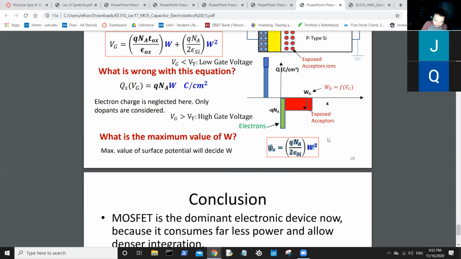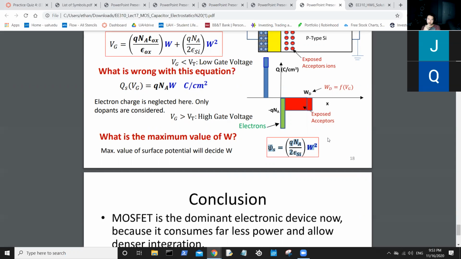And remember, ESI is equal to what? Is equal to 3.9 times epsilon 0. ESI is equal to 11.7 times epsilon 0, right, if I remember correctly. Obviously, since it's a constant, it's either going to be given to us or we write it on our formula sheet. But I'm pretty sure that's what it is.